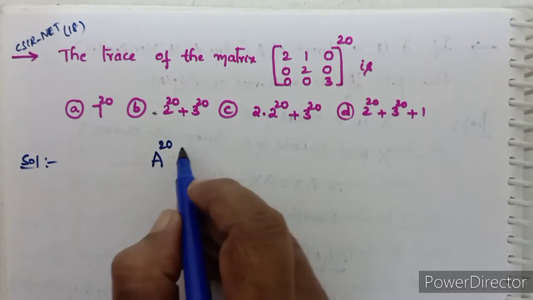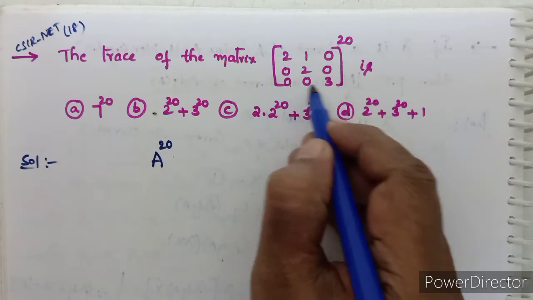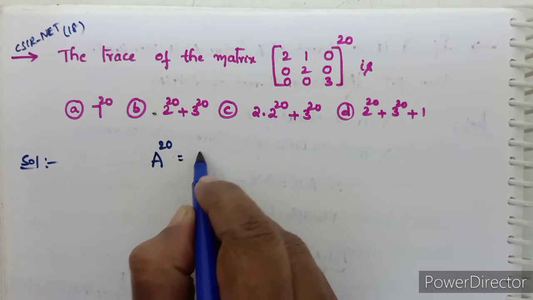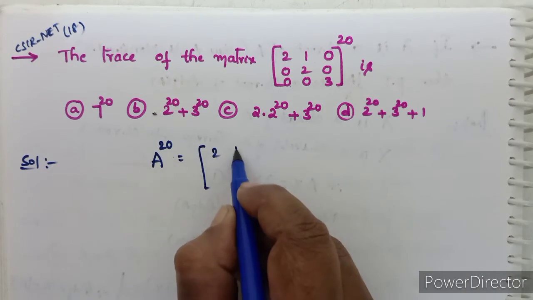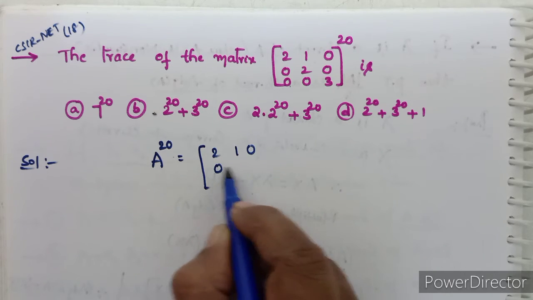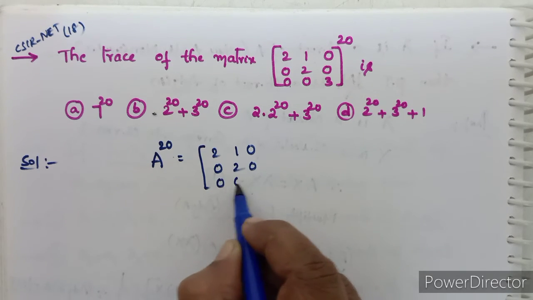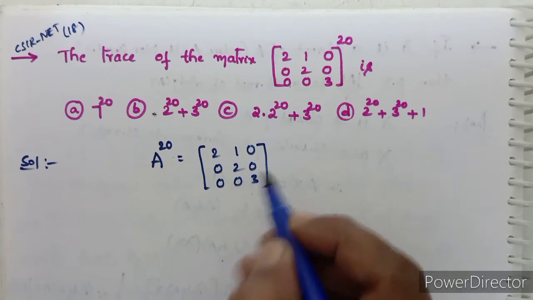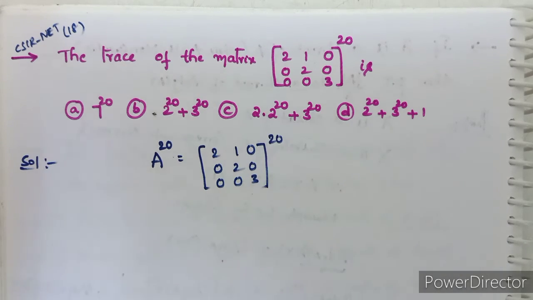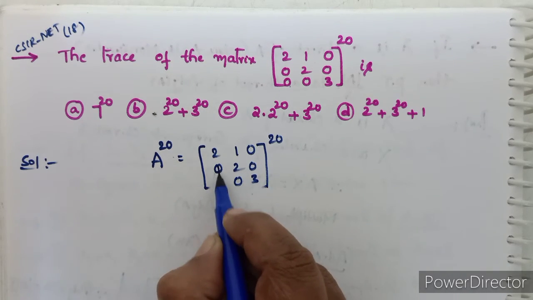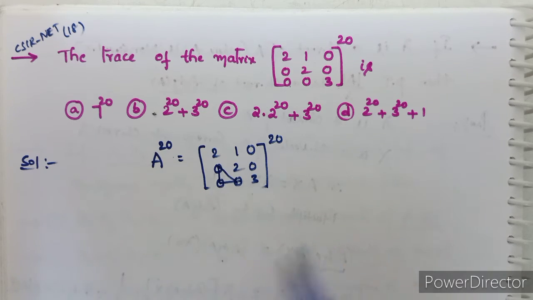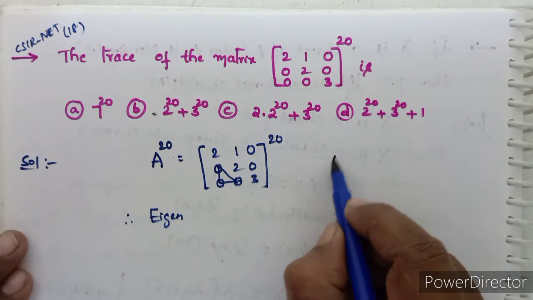So here, when we observe this given matrix, we call this matrix A power 20. Here power is 20, no? We call this matrix as A power 20. 2 1 0 0 2 0 0 0 3. This is A power 20. When we observe this matrix, this is an upper triangular matrix. Therefore, for the eigenvalues, first we take separately A.